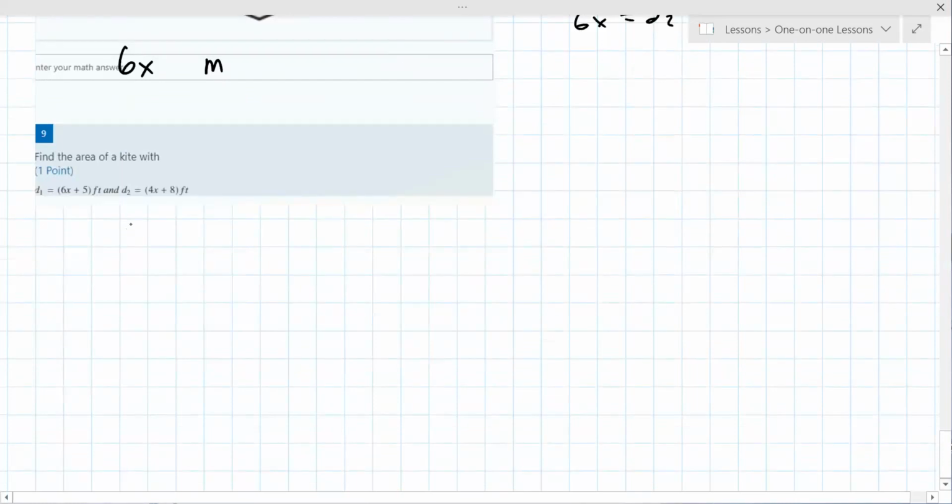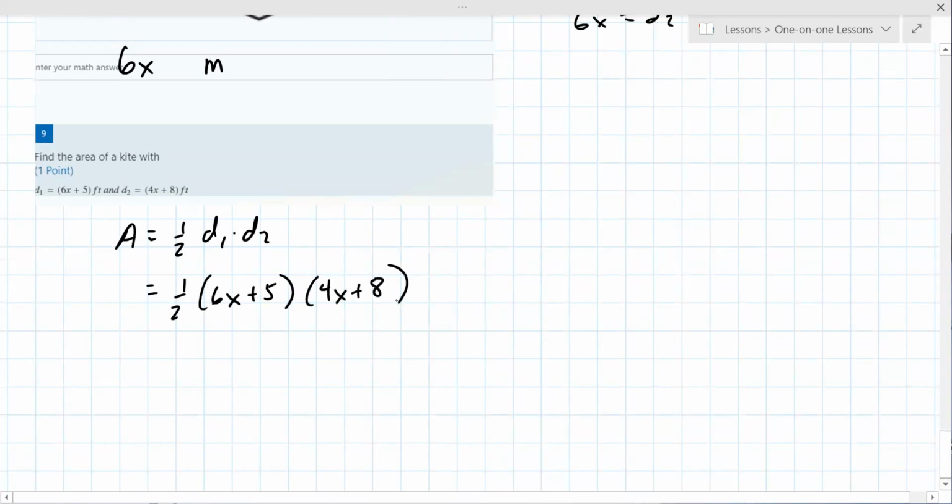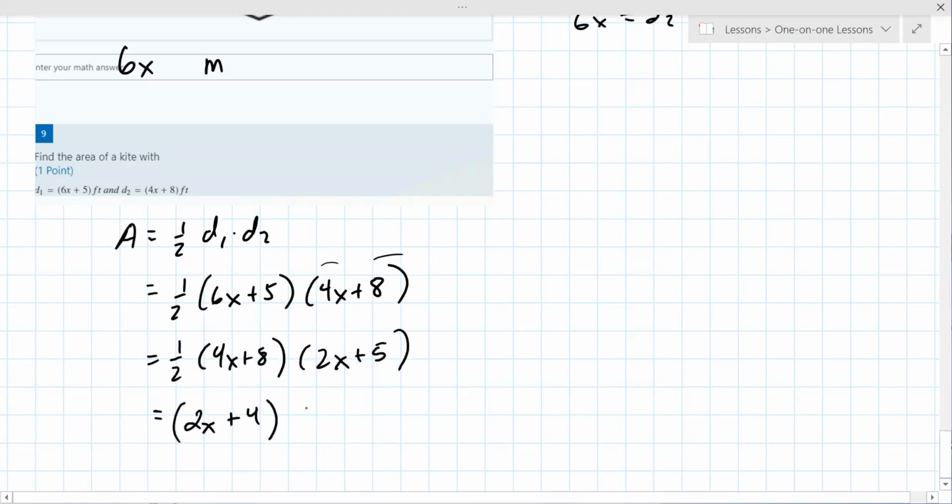Okay, so we already talked about this. So the area is 1/2 diagonal 1 times diagonal 2, 1/2 times 6x plus 5, 4x plus 8. So I'm actually going to suggest here that we take 1/2 of these two numbers over here. You can move these things around if you want, but it's 1/2 of 4x plus 8 times 6x plus 5. You could wait till the end, but it's always better to get smaller numbers. This is 2x plus 4 times 2x plus 5. Now we got a FOIL again.